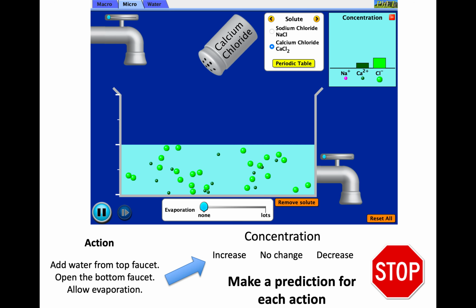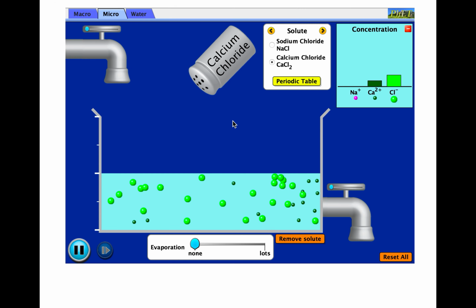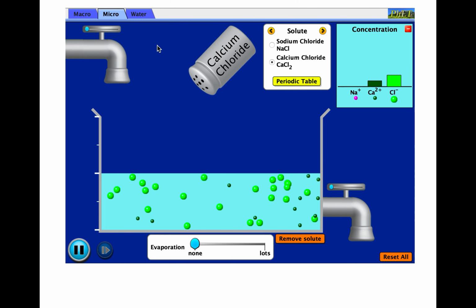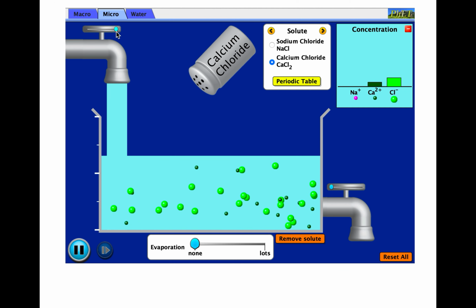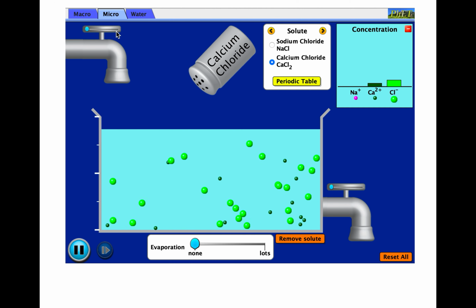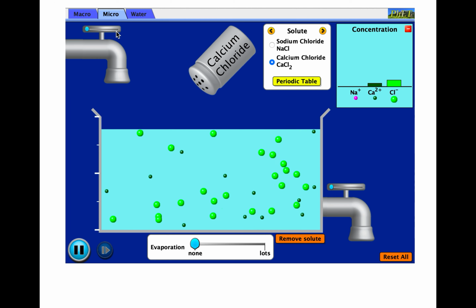Make a prediction for each of these actions. For a particular action, what is going to happen to the concentration of the solute? Will it increase? Will there be no change, or will it decrease? Stop the video, share your answers. Now let's see what it shows within the sim. We have an action and a potential change to the concentration.